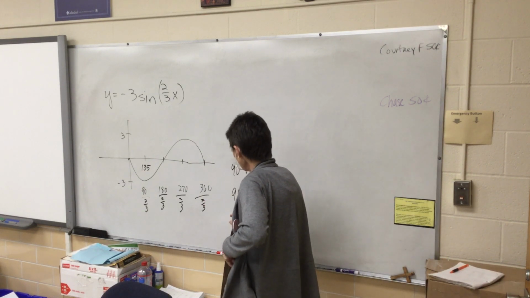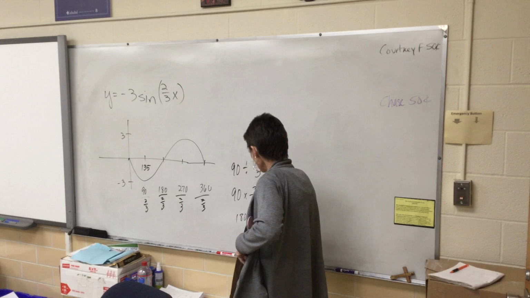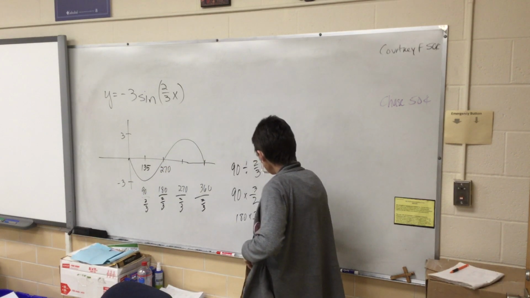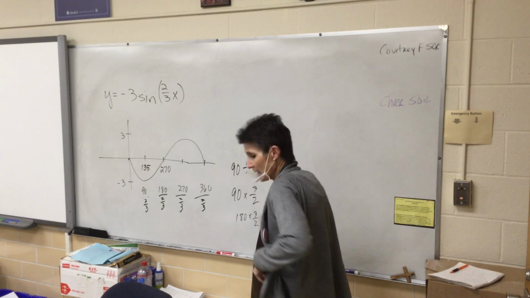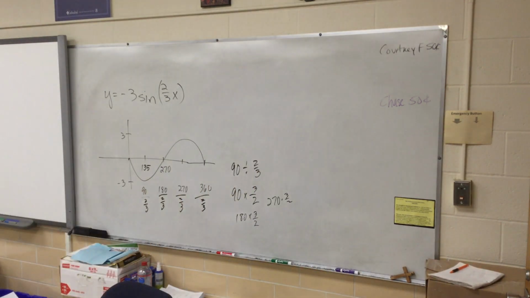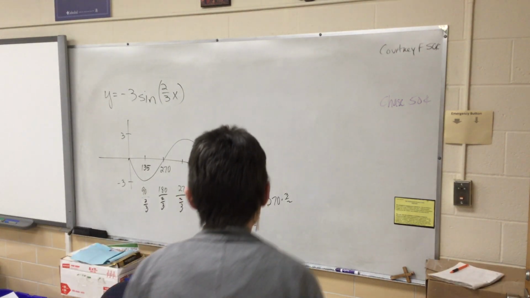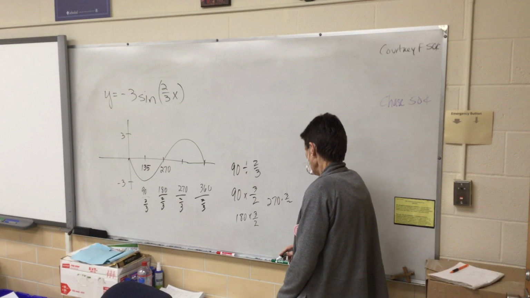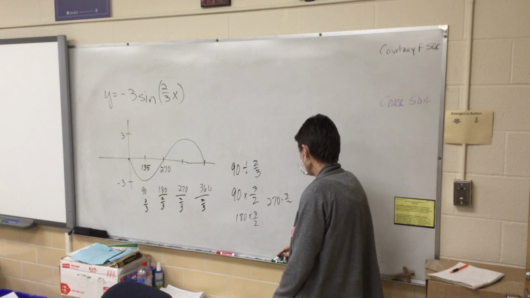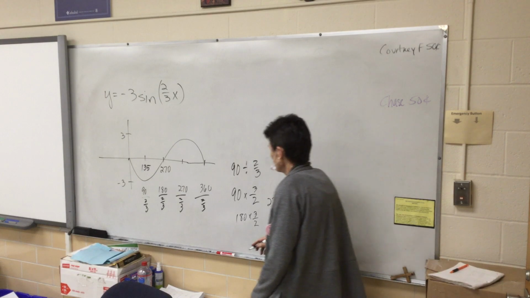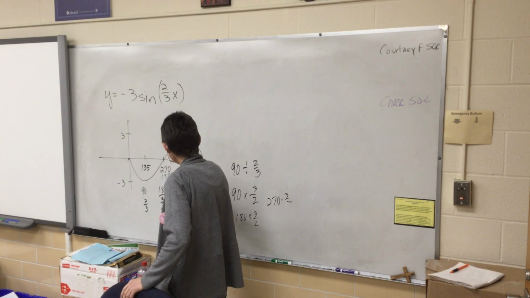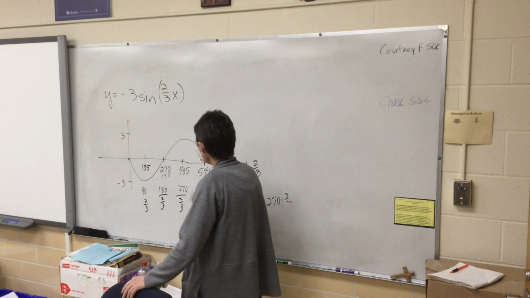Okay, then we'll do the same thing here. We'll take 180 times 3/2, so that'll be 270. And then we'll take 270 times 3/2. Oh, what is that? It looks like 405, and then the last one will be 540.